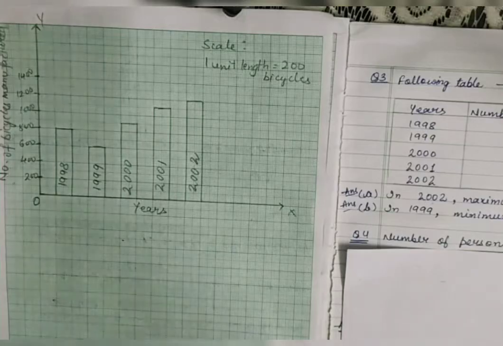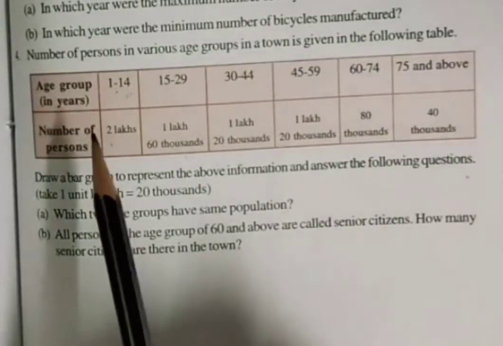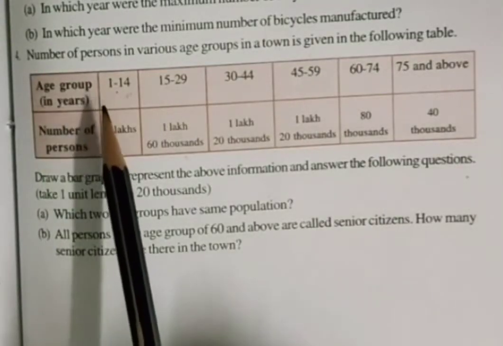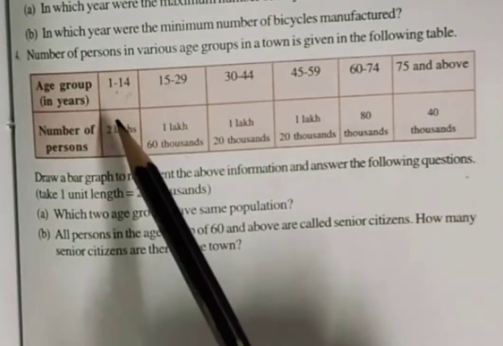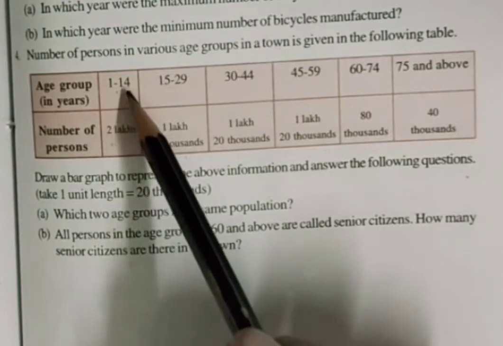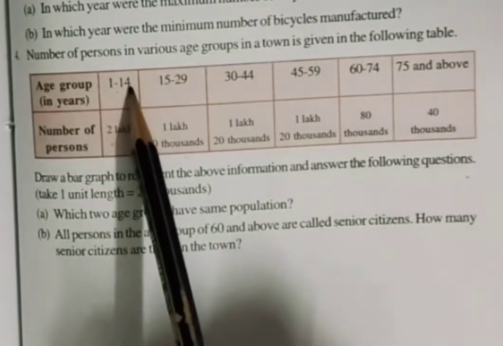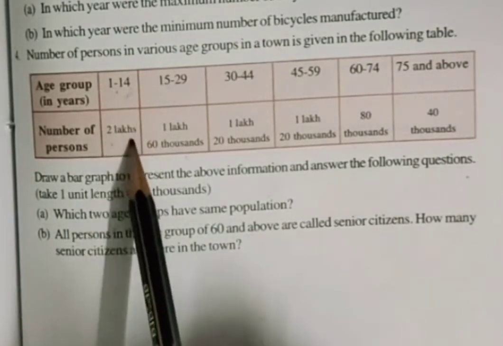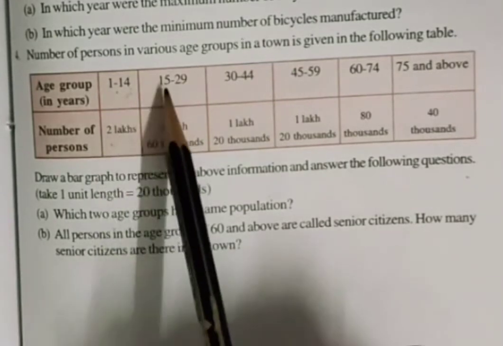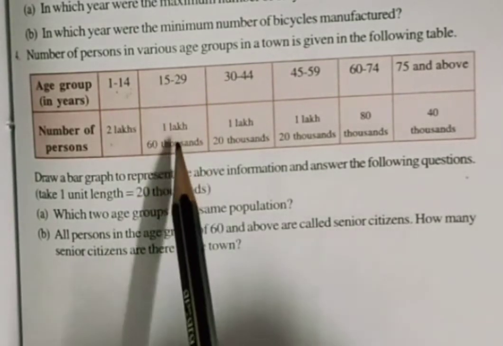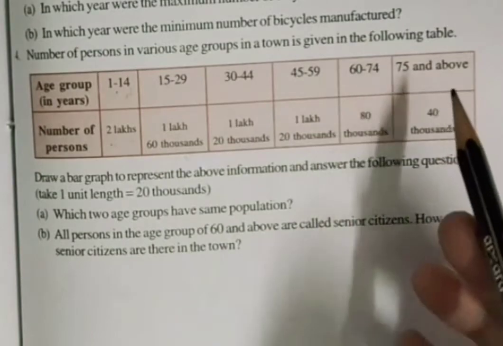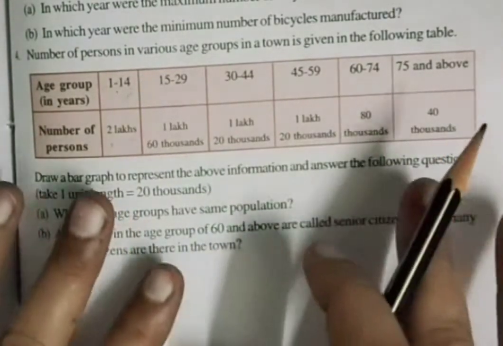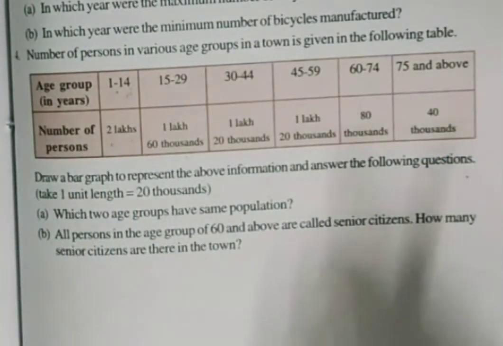Let us start doing question number 4. Now question number 4, students. Here in question 4, different age groups are given, and in a town how many persons there are of that age group, like 1 to 14, there are 2 lakh persons in that town. From 15 to 29 there are 1 lakh and 60,000 persons in that town. So these are the age groups and the number of persons given for that particular town.